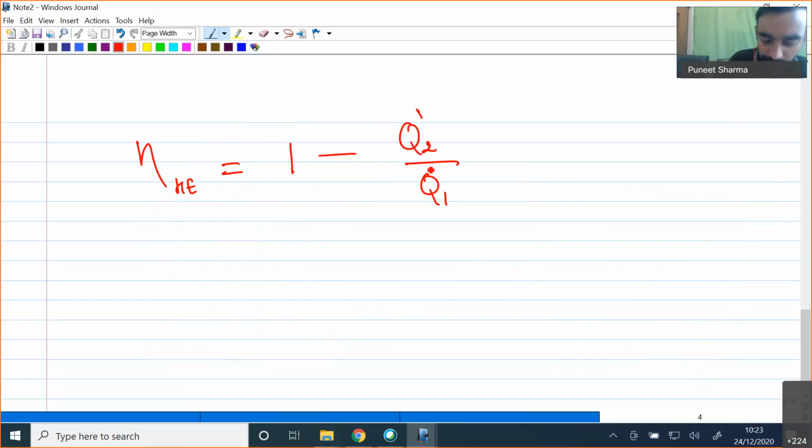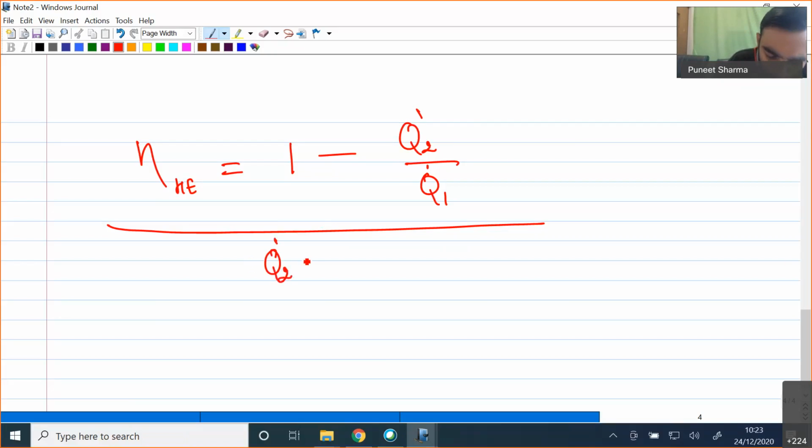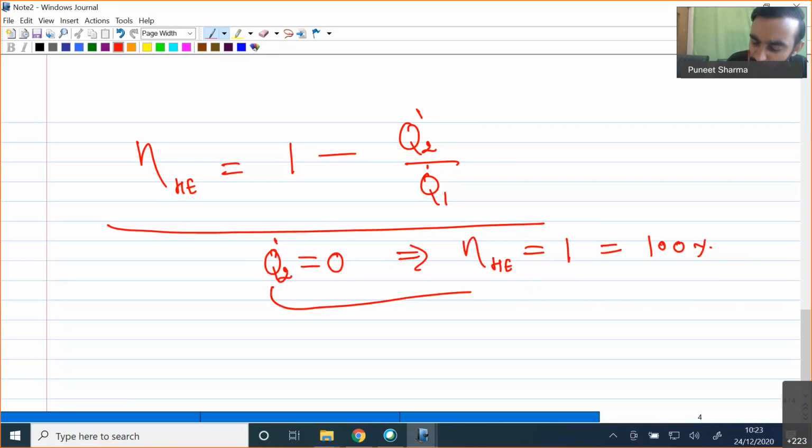Just now I told you, as per the Kelvin Planck statement of the second law of thermodynamics, that it is impossible to construct a device which will exchange heat with a single thermal reservoir and produce net work output by operating in a cyclic manner. So if we consider that Q2 dot is 0, in that case what will happen? The efficiency of the heat engine will be equal to 1, which is 100%. But this particular thing violates the Kelvin Planck statement of the second law of thermodynamics.